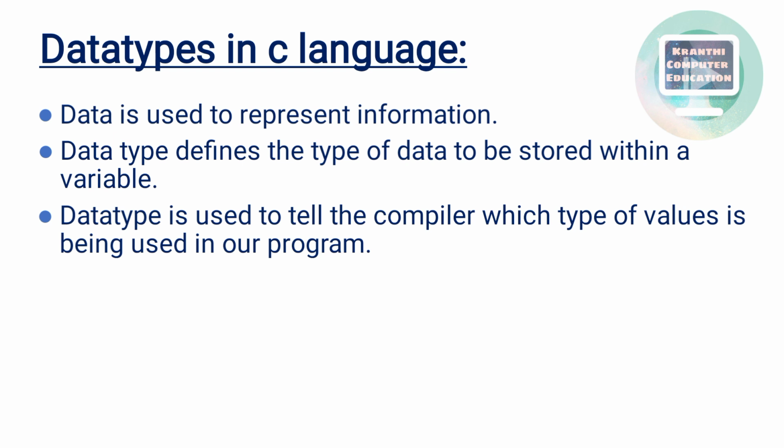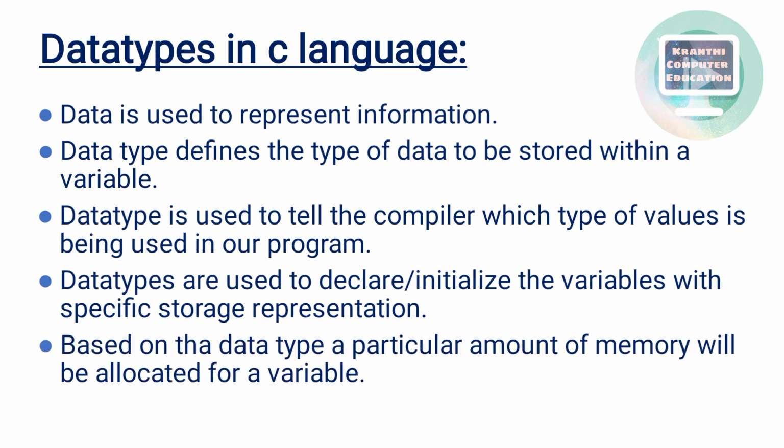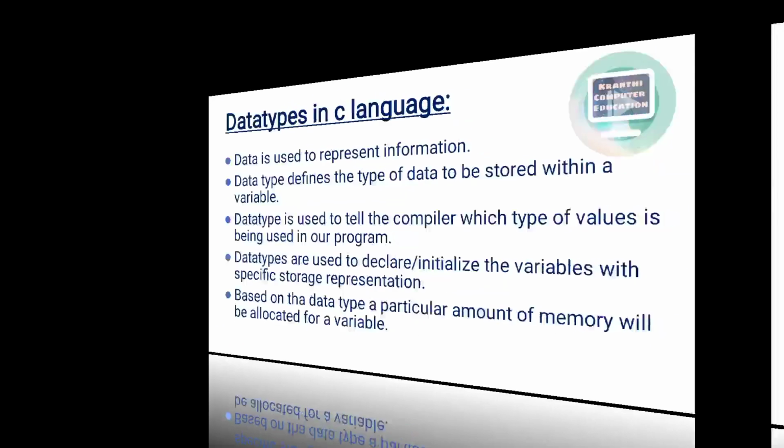So in our program, to store any values into our variables, the data type is used to tell the compiler the type of values that are stored in the variables and being used in our program. Data types are used to declare or initialize the variables with specific storage representation. This means based on the data type, a particular amount of memory will be allocated for a variable to store the values.